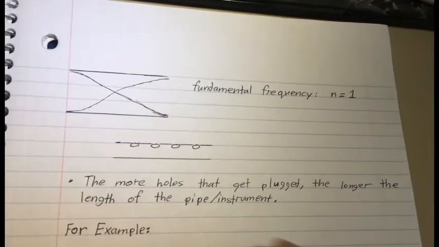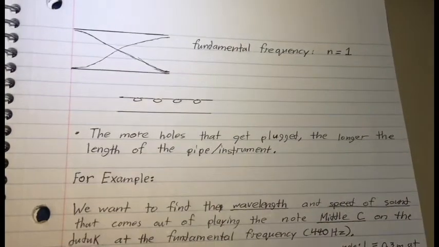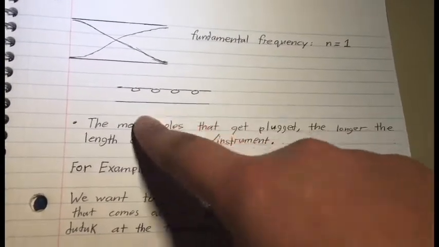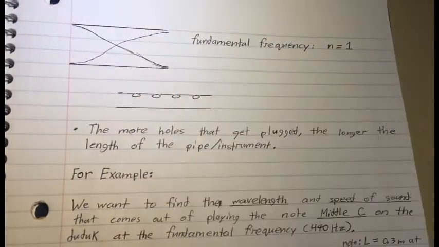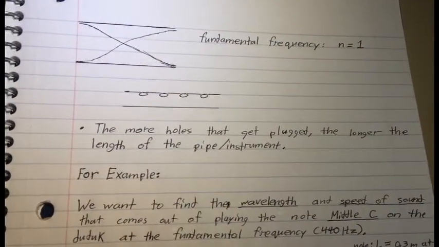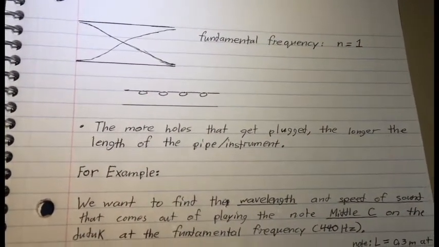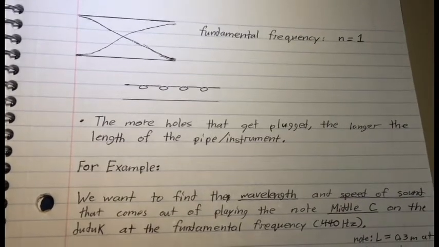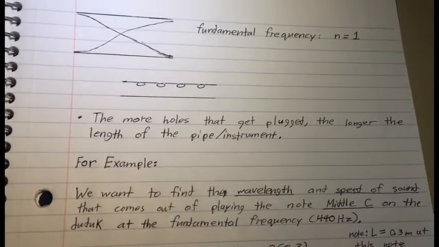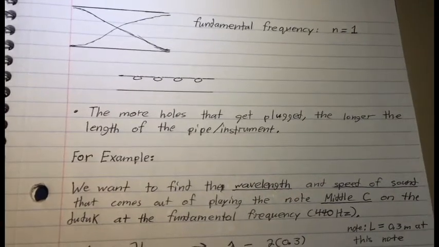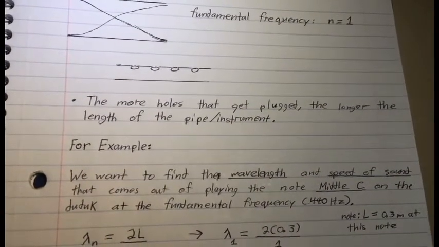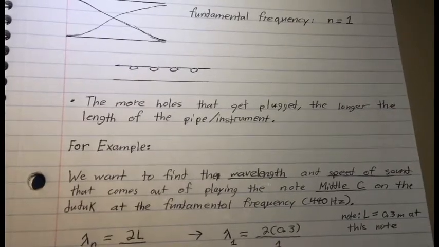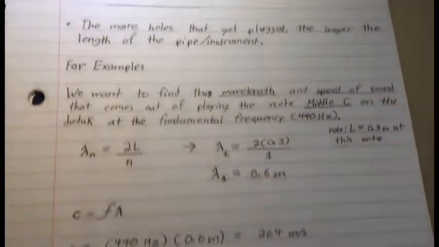Okay, so now if we look at the pipe over here, we can see that it is an open on both sides system as well as having holes at the top. Now what these holes do is expand or contract the length of the actual instrument. So if you plug more holes, the length of the instrument increases, and if you plug fewer holes, the length of the instrument decreases.